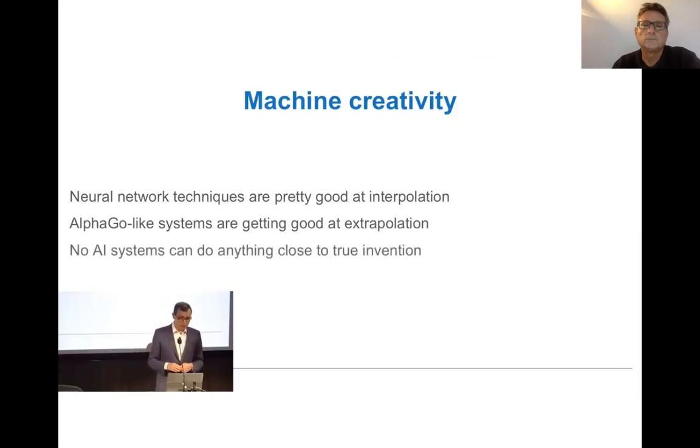And then you've got true invention, which I think no AI systems are anywhere close to yet. So this would be, instead of coming up with an original move in Go, inventing Go, or inventing chess. And there are no systems that are able to do that. I think AlphaGo definitely demonstrated extrapolation. It wasn't just averaging or mimicking what humans have done before. It was coming up with genuinely new ideas, but it can't invent something truly new.